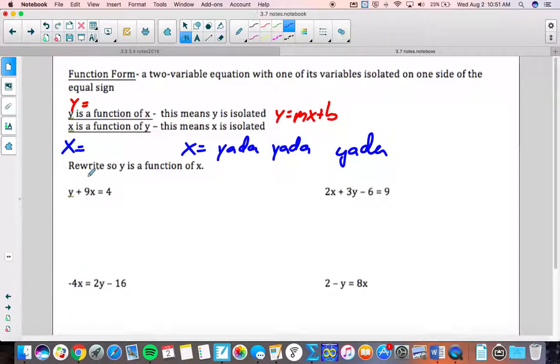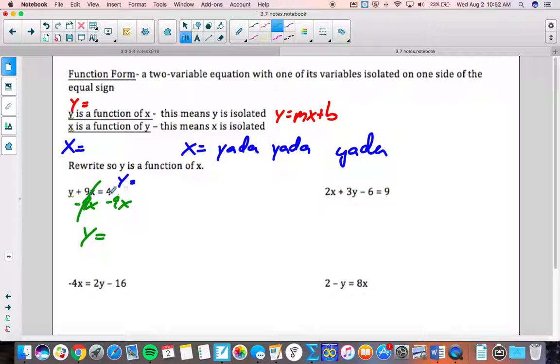Now here the directions say rewrite so y is a function of x. Rewrite so y equals. In other words, get y by itself. So you're going to ask yourself, what's being done to y? Y is being added by 9x. We need to get rid of the 9 and the x. That's a clump, a unit right there. The 9x is together. So how do we undo a positive 9x? We subtract 9x, like we've been doing the last couple days. 9x take away 9x is nothing, so we're just left with a y.